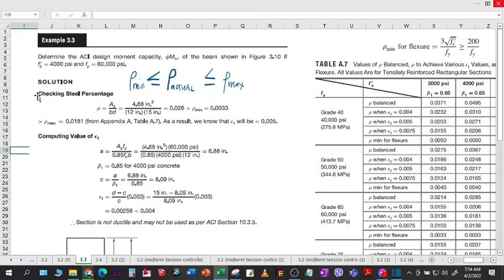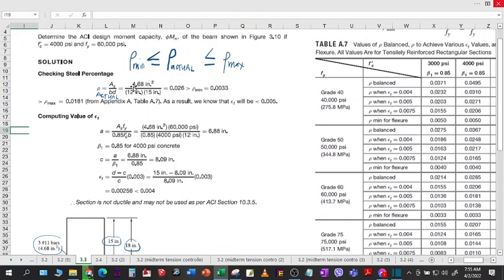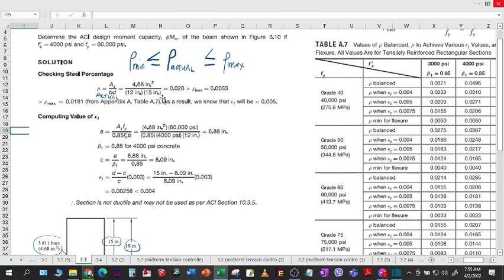So, first, we calculate the actual steel ratio. Now, this is actual. So, As over bd, As is given to be 4.68, and b and d are also given. So, we get this value, 0.026. Now, 0.026 is greater than the minimum.